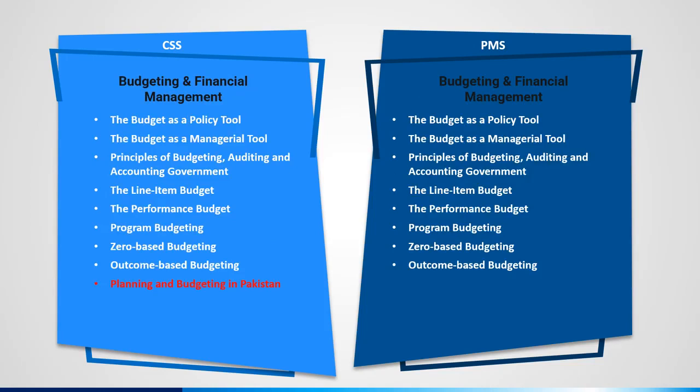Here is the fourth chapter of CSS Public Administration, that is Budgeting and Financial Management. The contents include the budget as a policy tool, the budget as a managerial tool, principles of budgeting, auditing and accounting government, the line item budget, the performance budget, program budgeting, zero-based budgeting and outcome-based budgeting. All these contents are included in the PMS syllabus except planning and budgeting in Pakistan, but we have to keep in mind that when answering a question in the exam, we have to write all the answers with respect to our country, that is Pakistan.